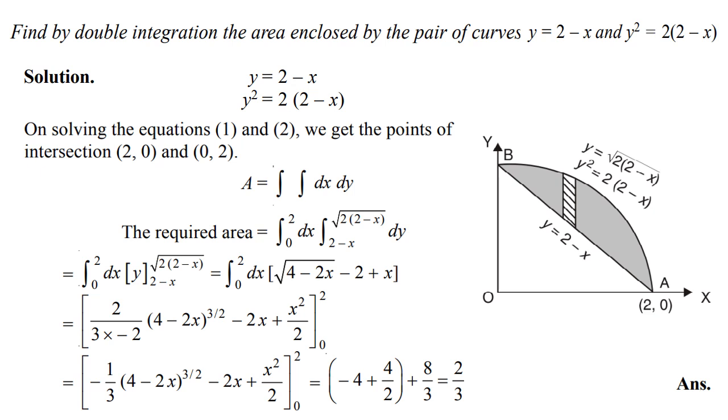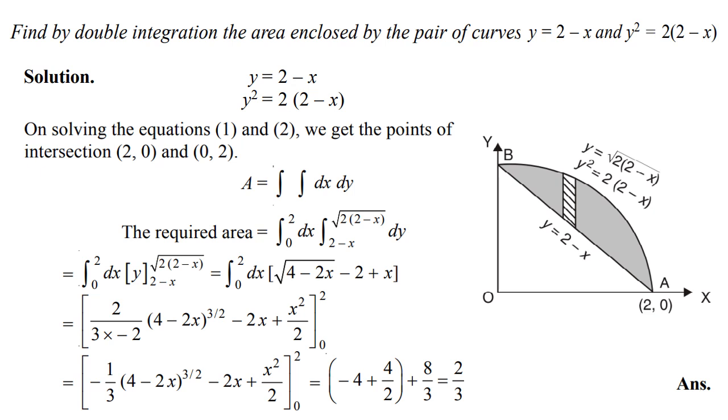Then we will be getting it as integral of 0 to 2 dx root of 4 minus 2x minus 2 plus x. Now again we are going to integrate this with respect to x. Then if we integrate this with respect to x, we will be getting it as minus 1 by 3 (4 minus 2x) to the power of 3 by 2 minus 2x plus x square by 2.